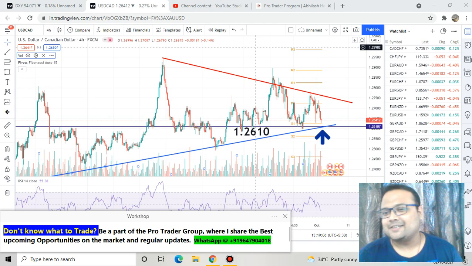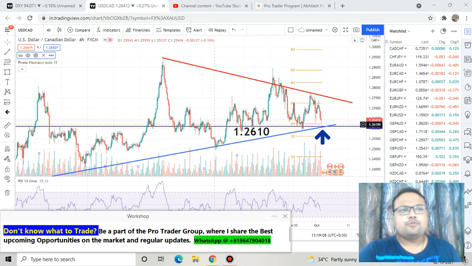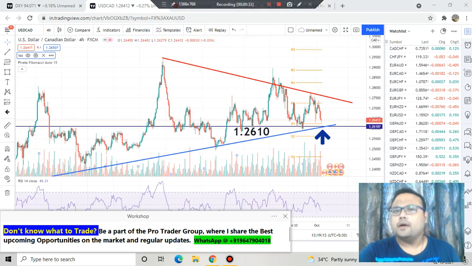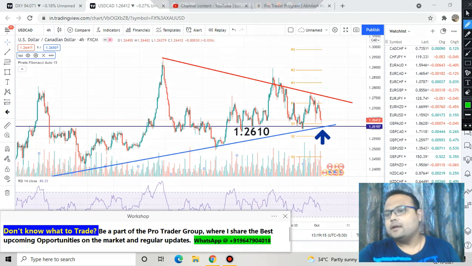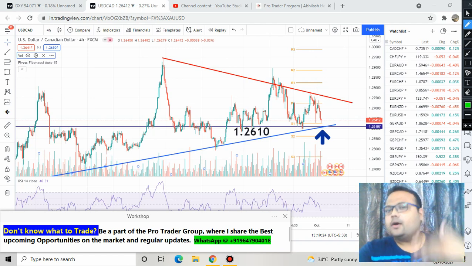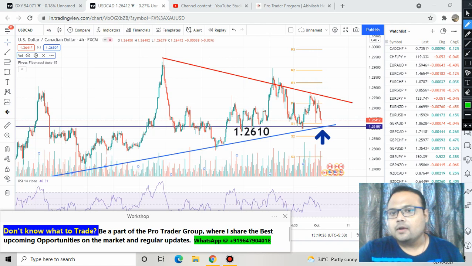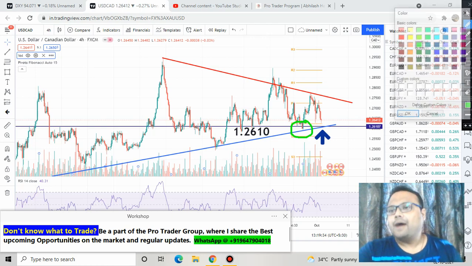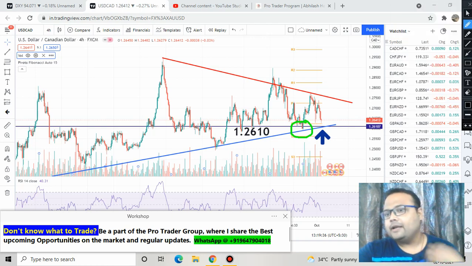So let's get started. This is the Forex chart of USD CAD in front of us right now, and if you have watched my previous videos on USD CAD, then hopefully you can easily recognize these lines because I have been keeping this setup for the last couple of days, and we have also received many opportunities. When the market was in this particular position, I clearly mentioned that we have a good opportunity to buy. Why? Let me clear it again.